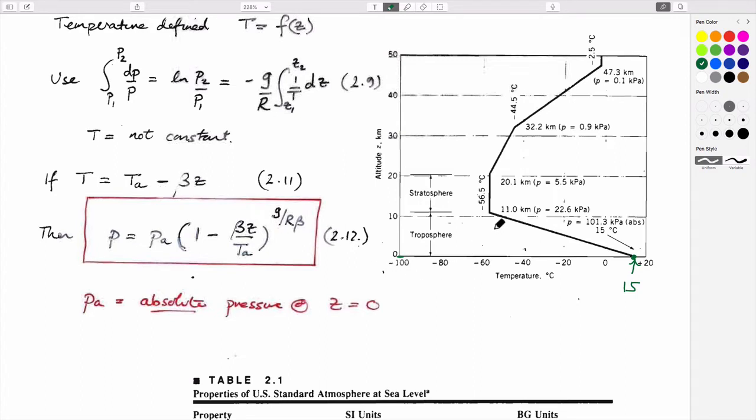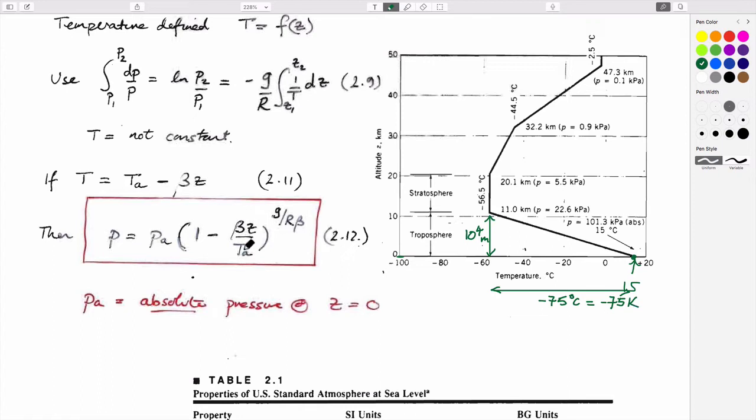If we want to get it from this, we know that as we go up 10 kilometers, which is 10 to the 4 meters, is that right? 10 kilometers is 10 to the 4 meters. The temperature changes from 15 to minus 60. So this is minus 75 degrees centigrade, which is also minus 75 Kelvin.